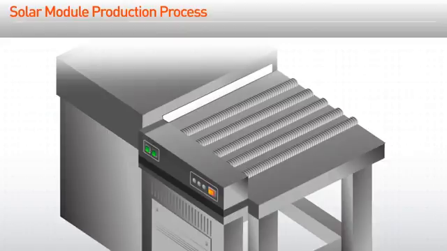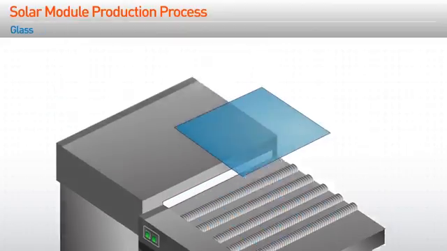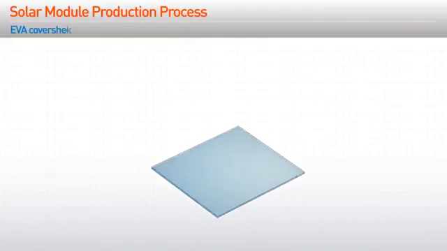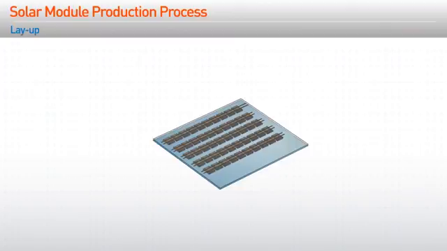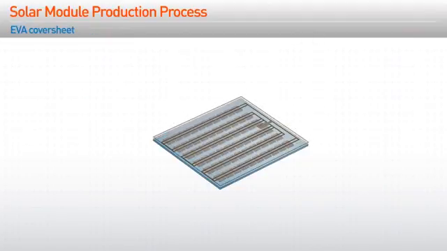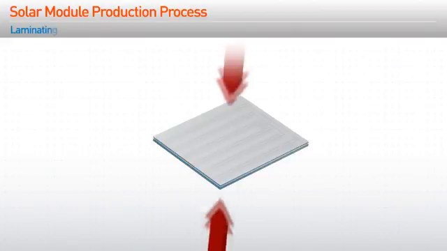The primary production process for solar modules first starts from washing the glasses. Next, put the EVA cover sheets on the glasses and lay up solar cell stringings on the EVA cover sheets. Afterwards, solder solar cell stringings buses. Then, the EVA cover sheets and the back sheets are covered over solar cell stringings.